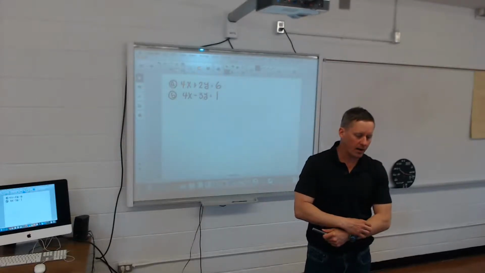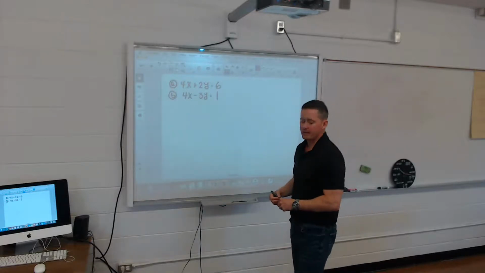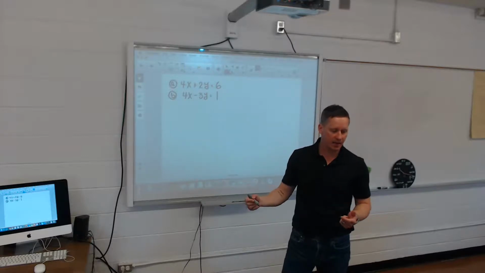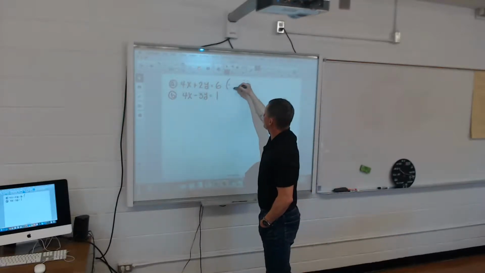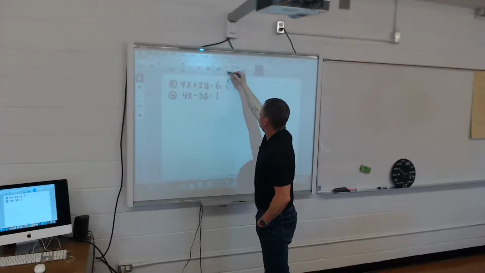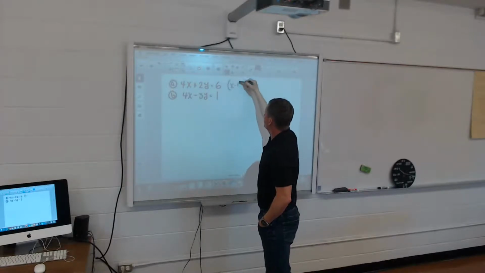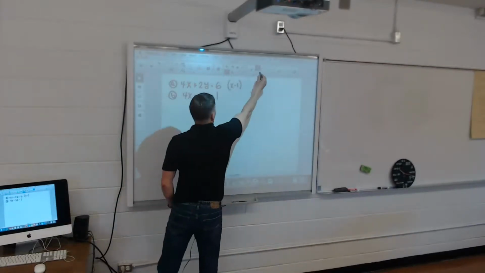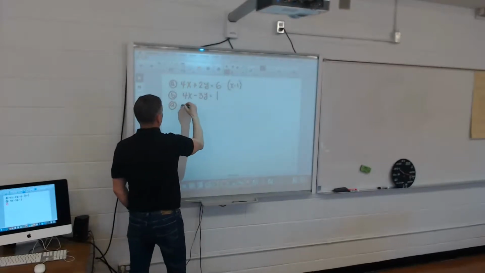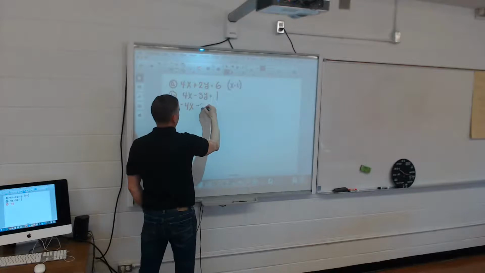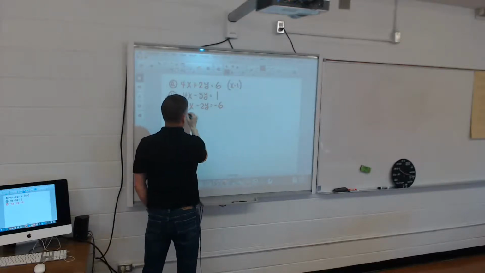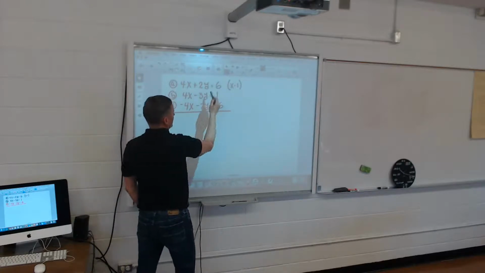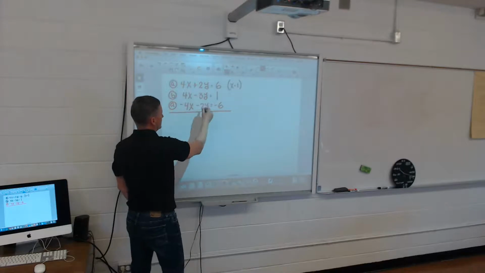So I'm going to multiply one of the two equations by negative 1. Doesn't matter which one. But what I have to do is do it to all of the pieces of that equation. So I'm going to multiply equation A by negative 1. So now I'm going to go negative 4x minus 2y equals negative 6. So what I did is I multiplied that by negative 1, that by negative 1, and that by negative 1. Now I add these two equations together.